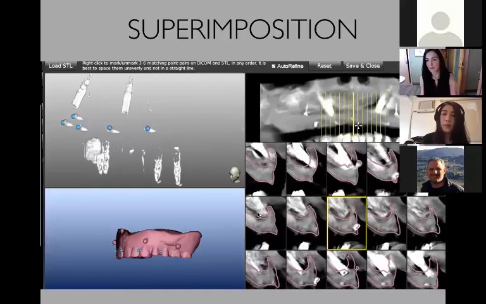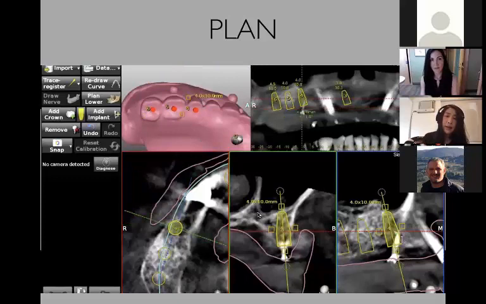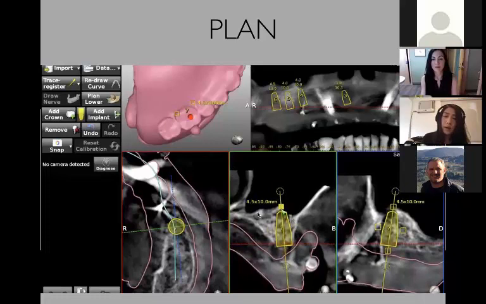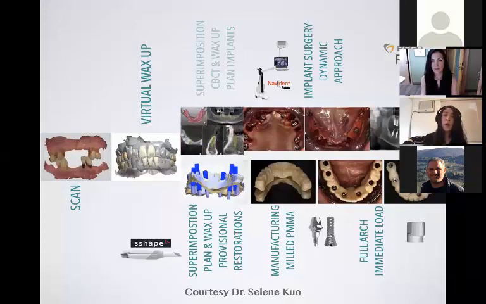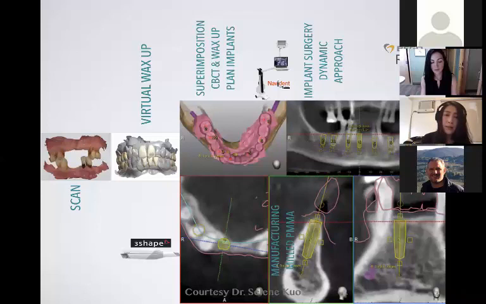Once you verify the accuracy of both images overlapping, then you start to plan how your implants are going to be, how many implants, and the position of the implants. So that's the part that I would like to share with you guys for the planning part. Let's carry on to the actual plan.